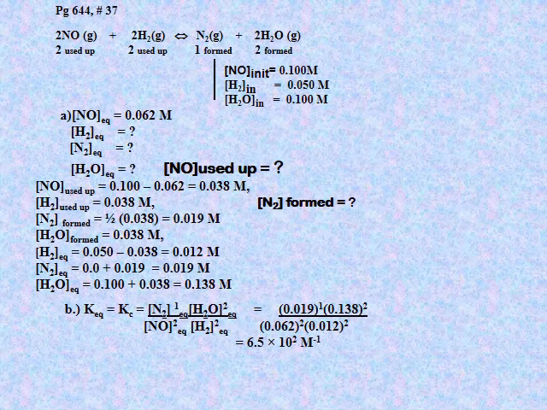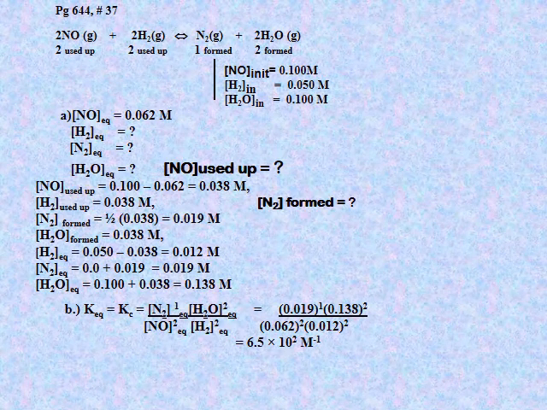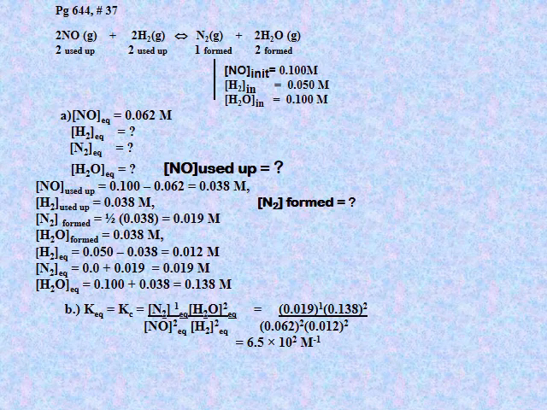Let us now discuss problem number 37, page 644. Now, if you look at the reaction and you see that it's a balanced reaction, the 2 moles of NO, when it is used up, uses up 2 moles of hydrogen, and 1 mole of nitrogen is formed and 2 moles of H2O is formed. So this is how we understand a reaction happens. It's based on a stoichiometric ratio, that's 2 to 2 to 1 to 2. That's how the reaction happens.